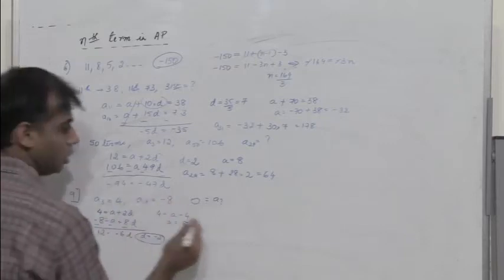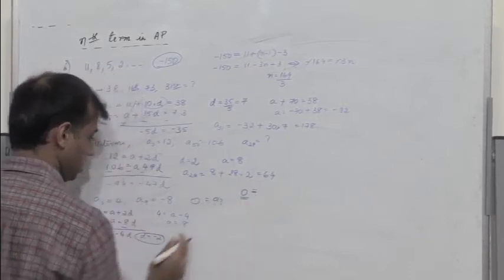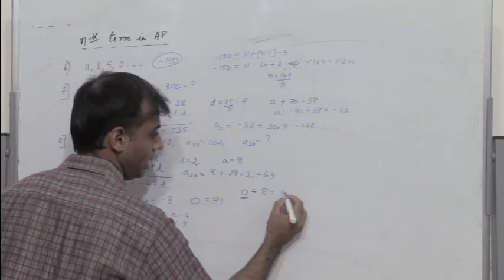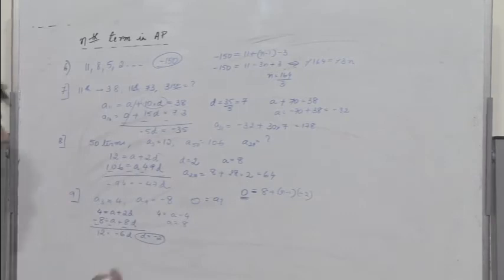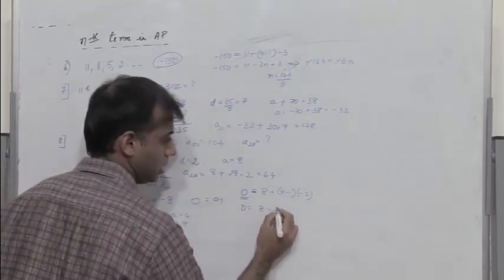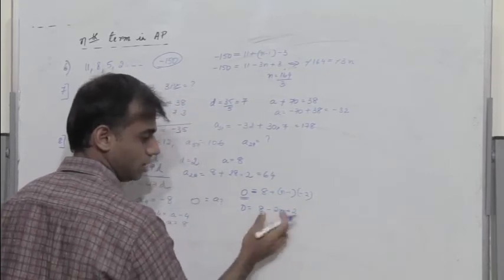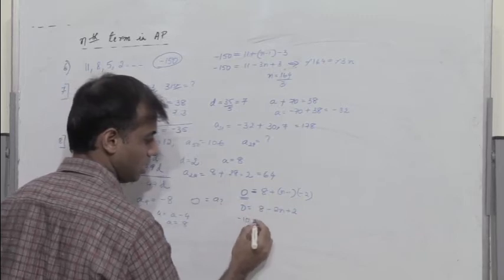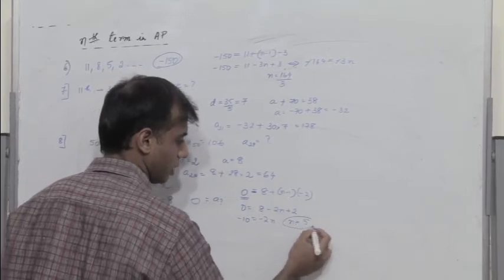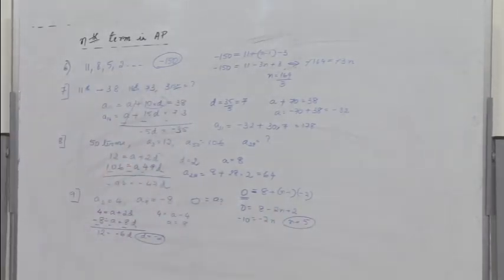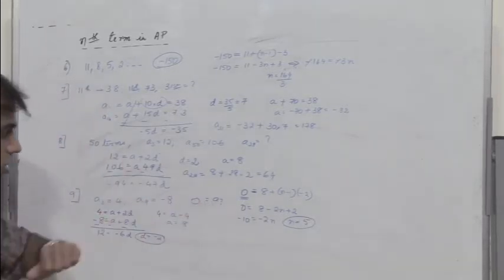So now I need to find the value of n. So An, which is 0, equals A, which is 8, plus n minus 1 into D, which is minus 2. So we have 0 equals 8 minus 2n plus 2, or here 8 plus 2 is 10. So if I bring it to LHS, I get minus 10 equals minus 2n, or n equals minus 10 by minus 2, which is 5. So I find that the value of n is 5. So the fifth term is 0 in the arithmetic progression.